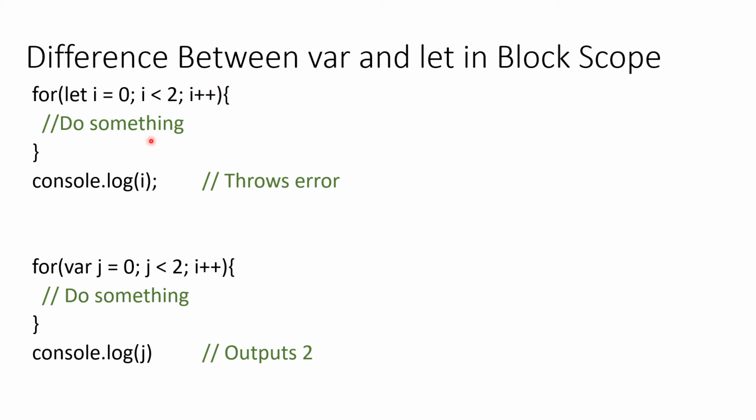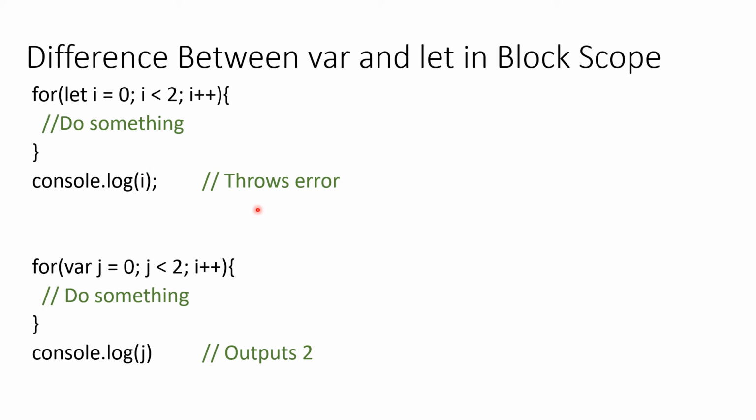What will be the output? Will we get an error or what? Yes, we will get an error, because in the last slide I told you that let has a block scope, so we cannot access any variable outside that block if it is declared inside the block.